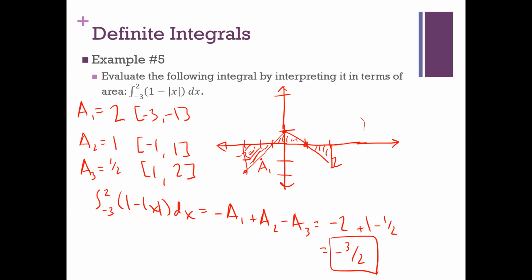But we can get the values for the area just by 1/2 base times height. Yeah, they're all triangles, right? So we're interpreting in terms of area. If this was like a parabola or something, we'd be stuck. We don't have easy formulas for those kinds of things.